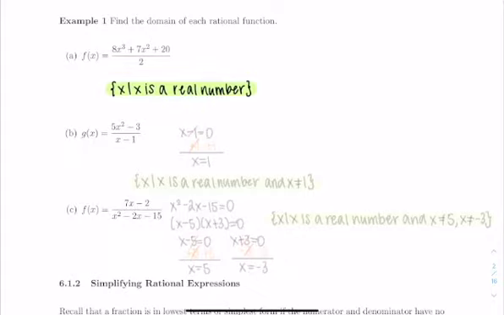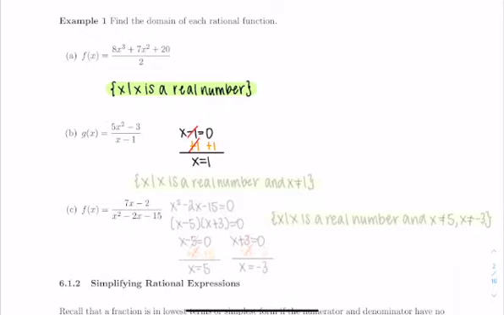Let's look at B. g of x equals 5x squared minus 3 over x minus 1. To find the values that would make the denominator 0, we're just going to set the denominator equal to 0. So x minus 1 equals 0. When I add 1 to both sides, we get that x equals 1.